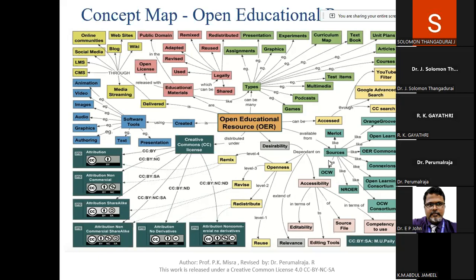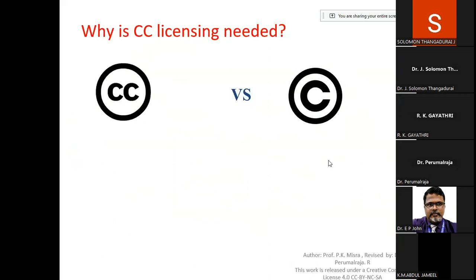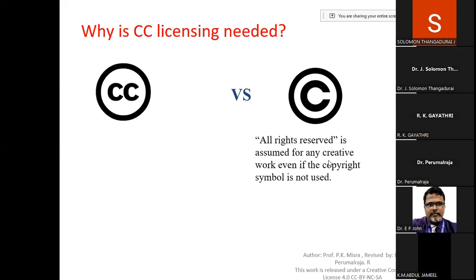So next part I'm doing. Why is this CC license needed? There are two licenses we are looking at. One is CC, the other one is C. The C is to be considered as all rights reserved. It is assumed that for any creative work, even if the copyright symbol is not used, even though there is no copyright symbol, it will be copyrighted. So you are not supposed to use it.